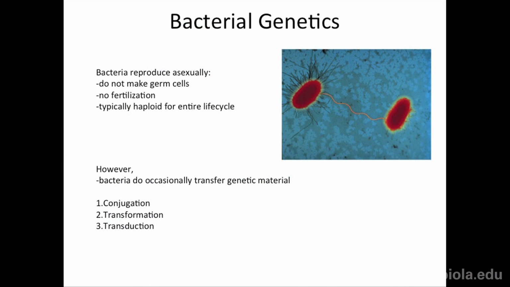Well, bacteria reproduce asexually, right? A bacteria just duplicates its genome, sets up a spindle, separates its chromosomes, and then divides in two, and there's no contribution from another cell. So they don't make germ cells. There's no fertilization. Most bacteria are haploid. Well, I should say they're monoploid. They only have one copy of the chromosome. So when they reproduce, they're just reproducing their own genome.